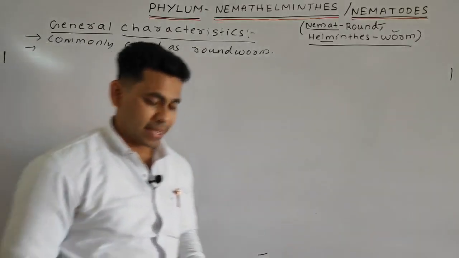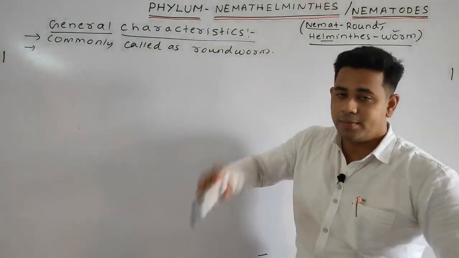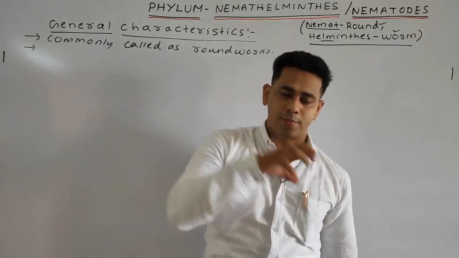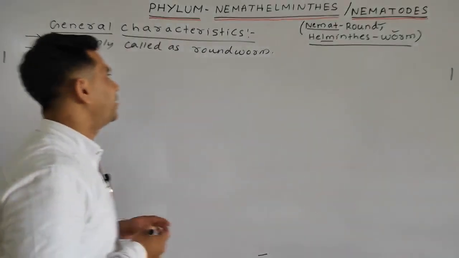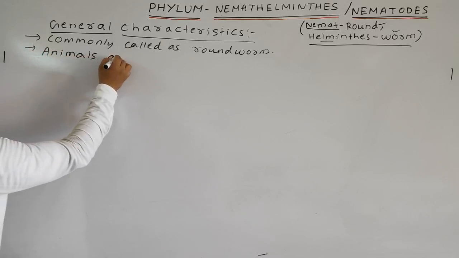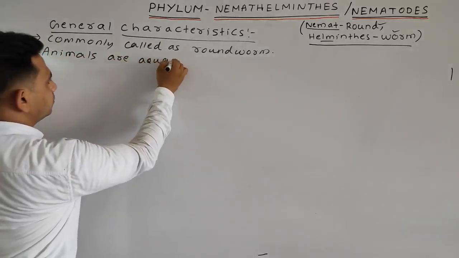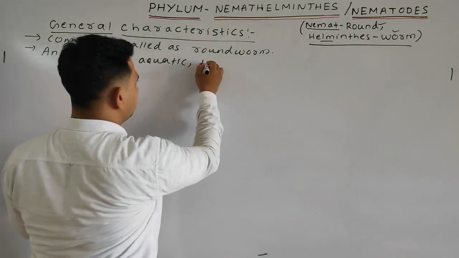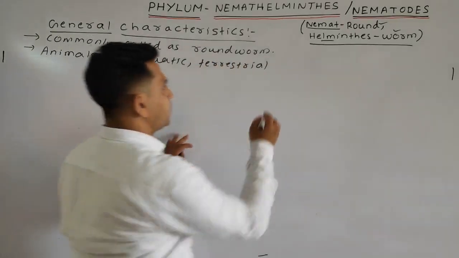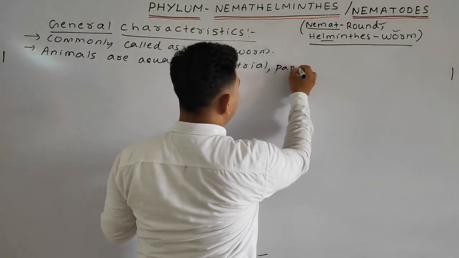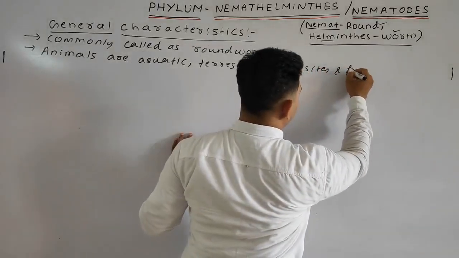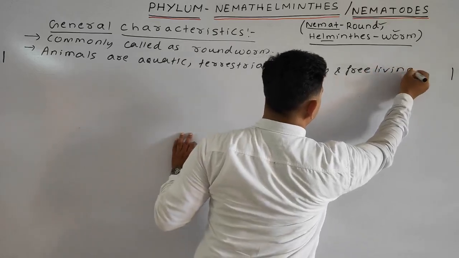Next point. The animals of the Nemathelminthes are generally aquatic, some are terrestrial, some are parasitic, and some are free living. Okay, so we can write our next point: animals are aquatic, terrestrial. Terrestrial means those live on the land. Some are parasites, and some are free living.